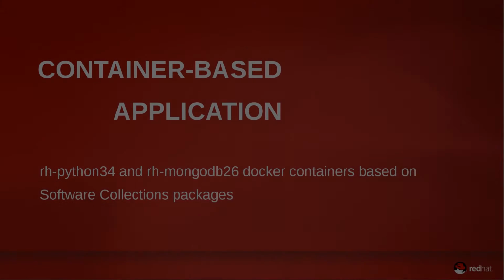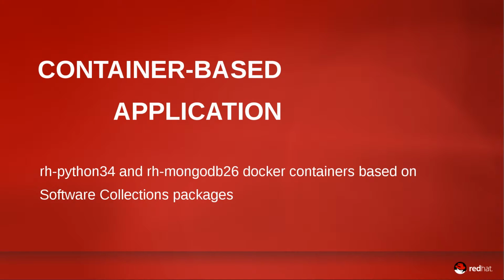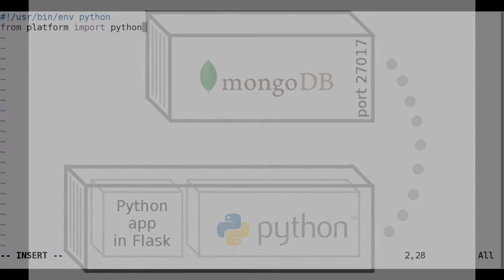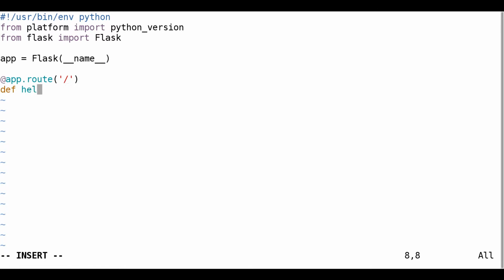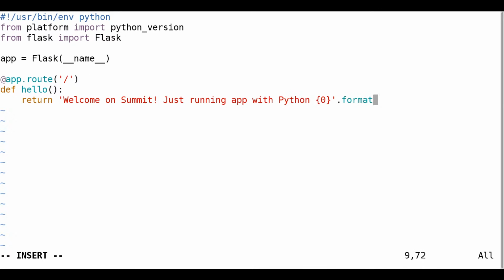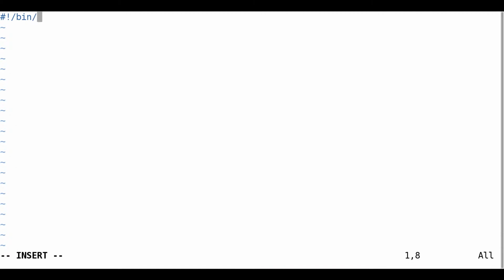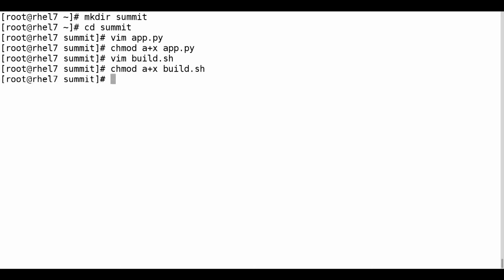Now let's create some application as a combination of Python 3.4 and MongoDB 2.6, the most popular NoSQL database. We create a very simple Python 3 application in the Flask framework and store it as the app.py file. However, the Flask module is not a part of the RH Python 3.4 software collection, so we create build.sh, a bash script that installs the missing dependencies.